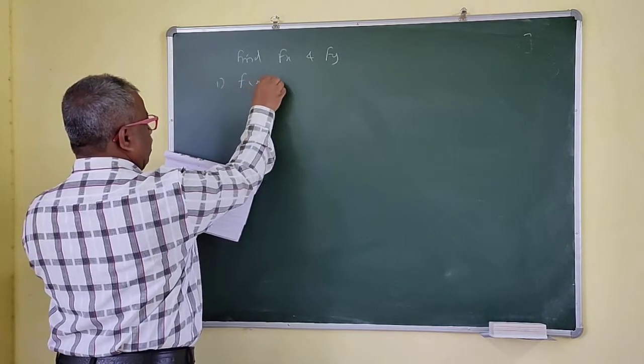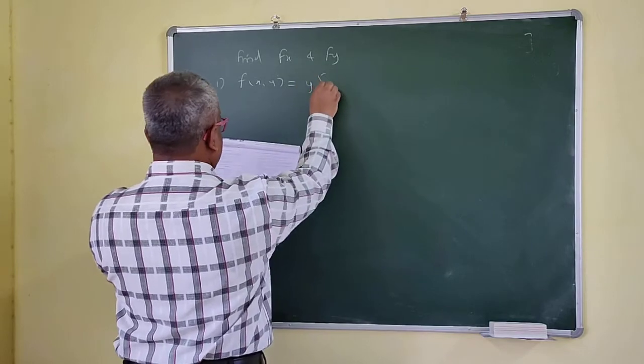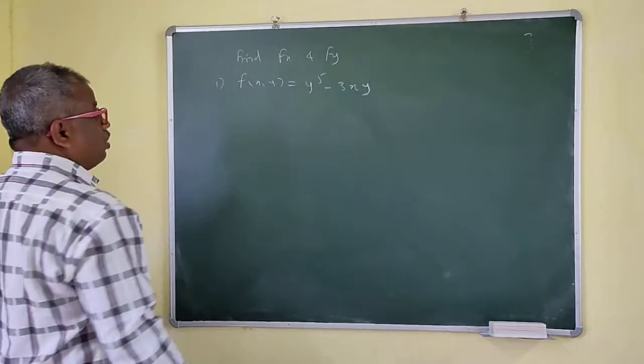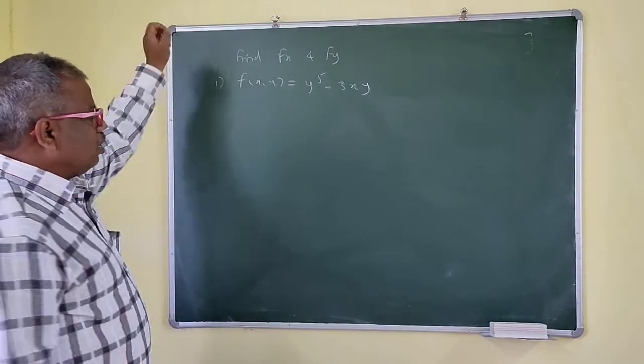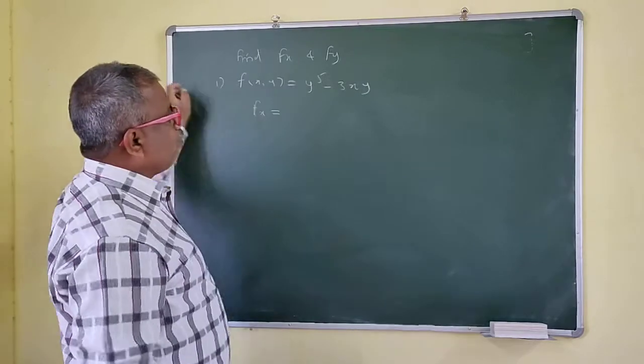f of xy is equal to y to the power 5 minus 3xy. Why to differentiate this partial derivative of xy? This is a one line answer, I think. So this is fx. So what we have?